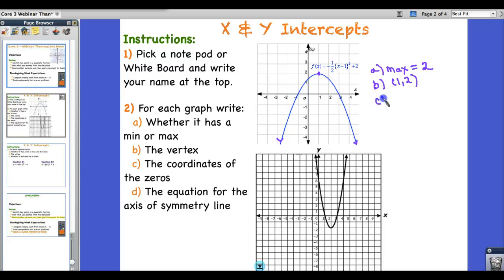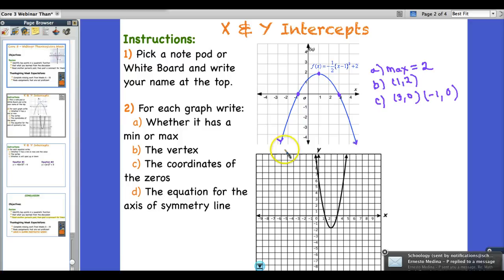So let me show you C. The coordinates of the zeros. So the zeros are just the x-intercepts. The reason we call them zeros is because the y-coordinate on the x-intercept is always 0, right? So if I found this first one, that would be 3, 0. And the second one over here is -1, 0. So the y-coordinate is always 0, so we tend to call those zeros. Okay? Those are our zeros. But the zeros are the x-intercepts.